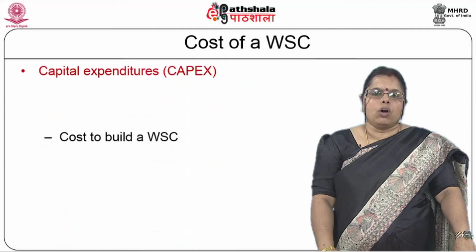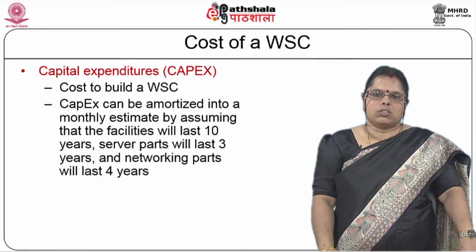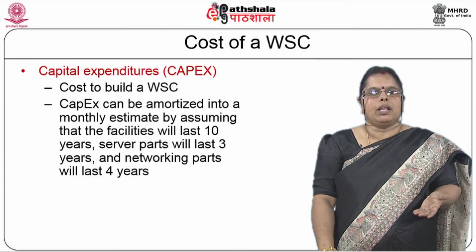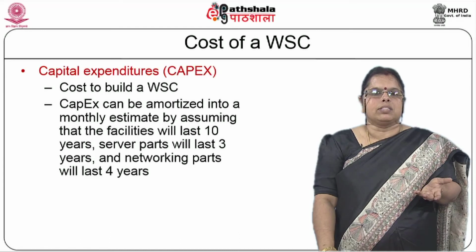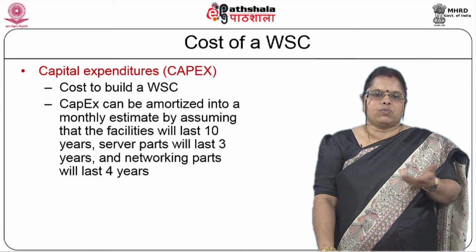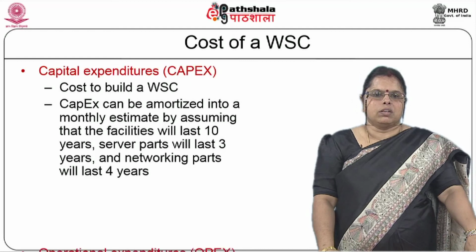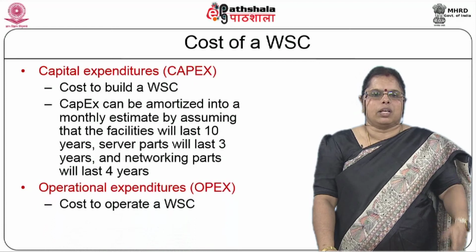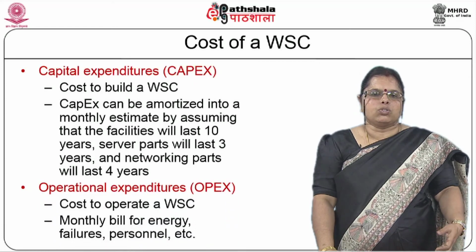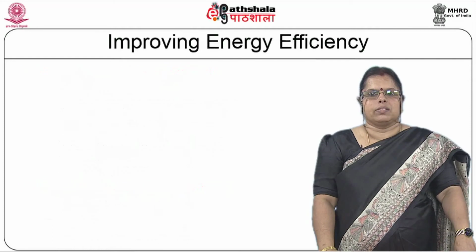If you look at the cost of a WSC, there are basically two components that contribute to it. One is the capital expenditure, CapEx, which is the cost to build a WSC. CapEx can be amortized into a monthly estimate by assuming that the facilities will last for say 10 years, server parts will last for 3 years, and networking parts will last 4 years. The second is your day-to-day expenses in terms of operational expenditure. This is the cost to operate a WSC, say the monthly bill for energy, failures, personnel, etc.